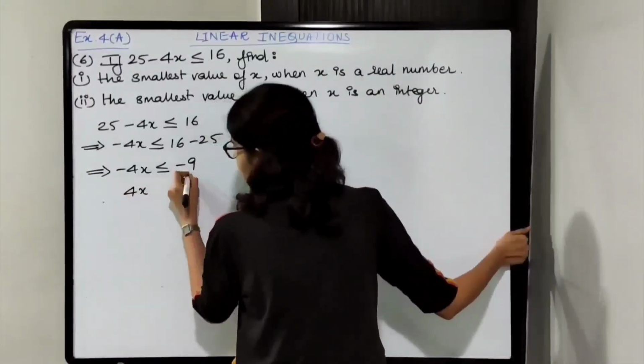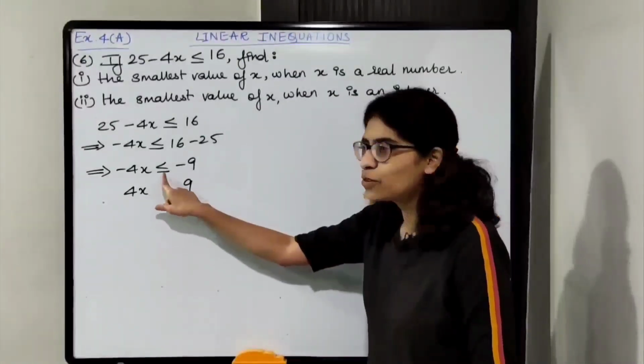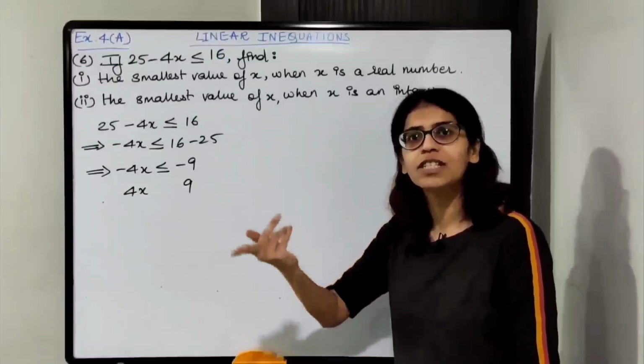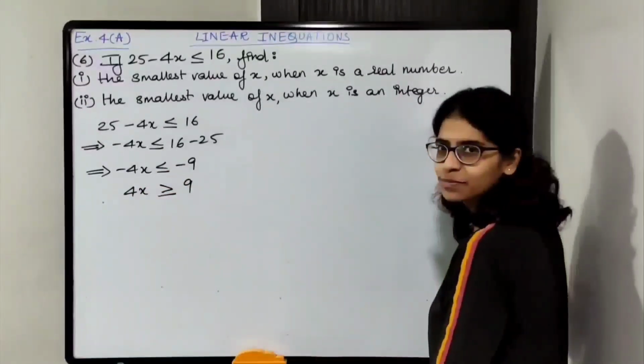So this will become 4x, this will become 9. When you change the sign, what happens to the inequality sign? That reverses. So less than or equal to becomes greater than or equal to.